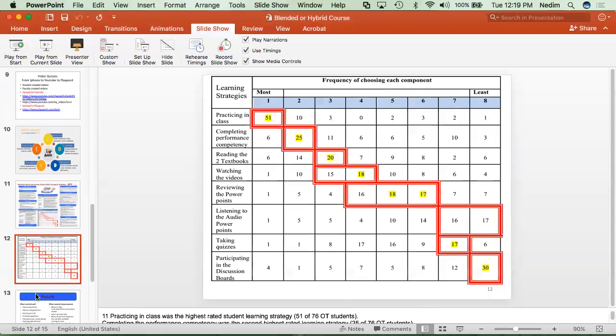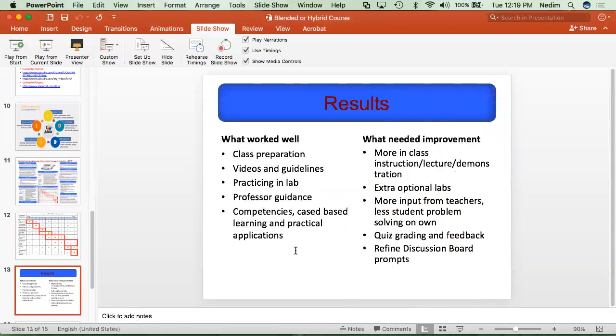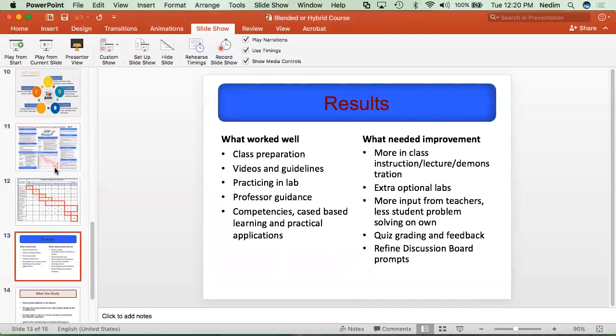Let me go to the results feedback since we're on that question. They thought that the videos and PowerPoints all worked well, the practice in lab, the professor guidance, all of that. What needed improvement, they felt like they wanted more in-class time. They wanted extra labs. They wanted less student problem solving on their own, which was interesting. And they wanted the discussion board refined, which we've done. So we took all that feedback in the course and have made some changes.